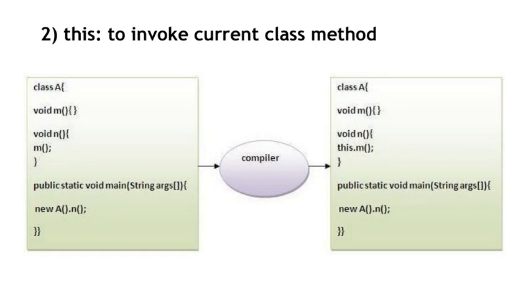Now let's look at this point. this to invoke the current class method. Here, we're talking about using the keyword this in programming, which is essential when we want to call or refer to a method within the same class. Think of this as a way to tell the program, hey, I'm talking about the current object or instance we're working with. It helps us distinguish between local variables and class members, especially when they have the same name.